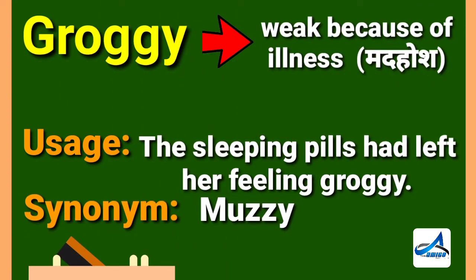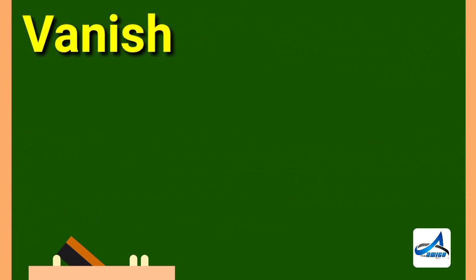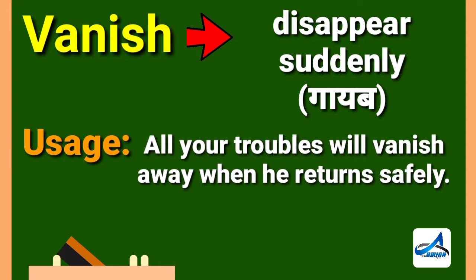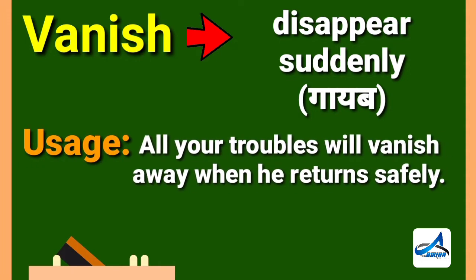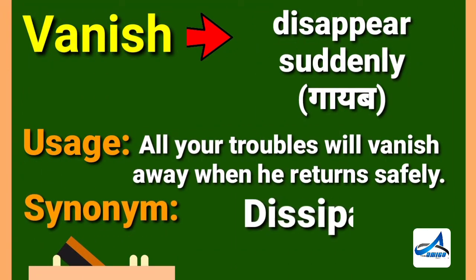The next word is vanish. Friends, vanish means disappear suddenly. Its Hindi meaning is gayab. Now look at its sentence. All your troubles will vanish away when he returns safely. Its synonym is dissipate.